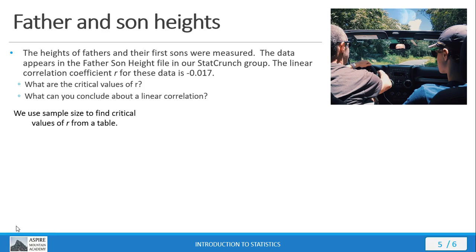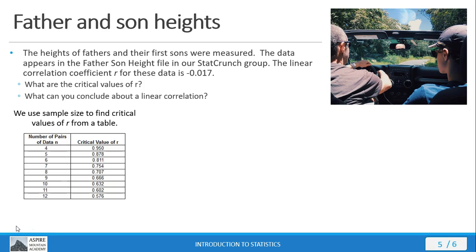Well, to find critical values of R, we'll use a table. Here's our critical R value table. So what's our critical value of R? Well, remember, first find your sample size. From what we saw in the data file, we have 10 pairs of data, so our sample size is 10. We look at the table and find that value right here. Then we just look across the same row in the other column of the table, and there's our critical R value, 0.632.